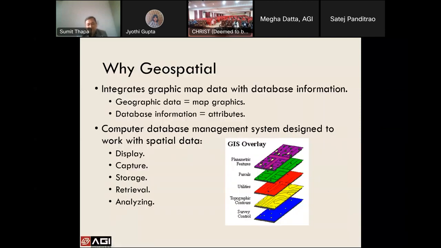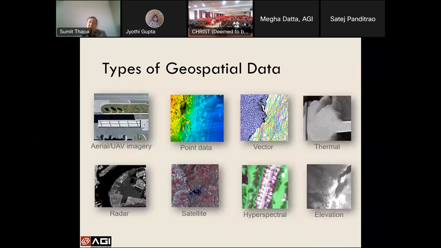So why geospatial? This part is already covered by the previous speaker, Dr. Hegde, so I won't reiterate. I'll just say geospatial is basically going to give you the map data as well as the information which a normal map graphic cannot give. Through the use of a database information system, it can give you many other aspects that are associated with those graphics. So you can always display, capture, store, and analyze these data sets. And when we talk about geospatial, there are different types of geospatial data sets available, which you're going to use for planning purposes.